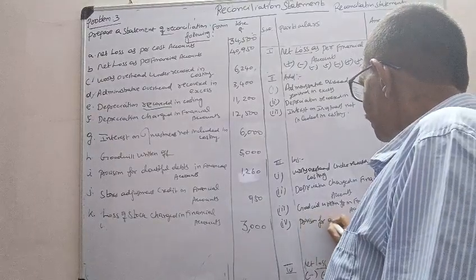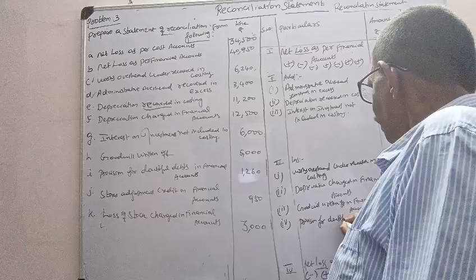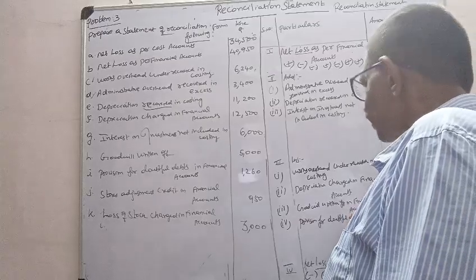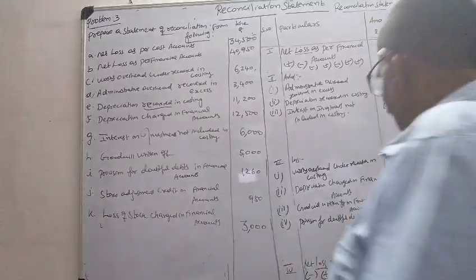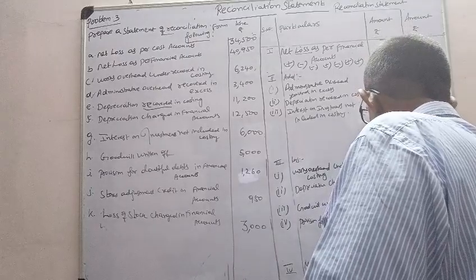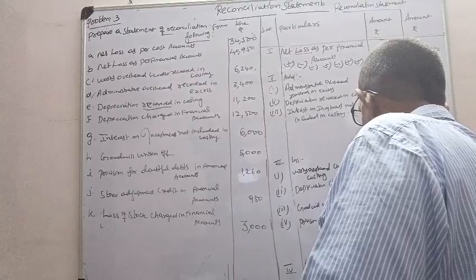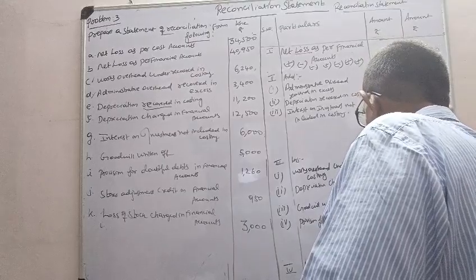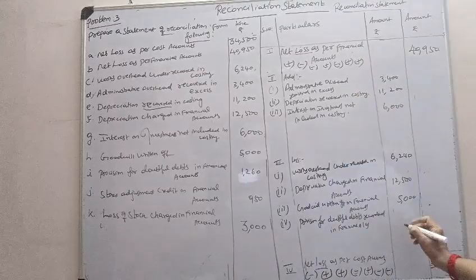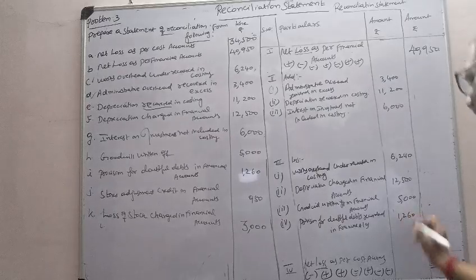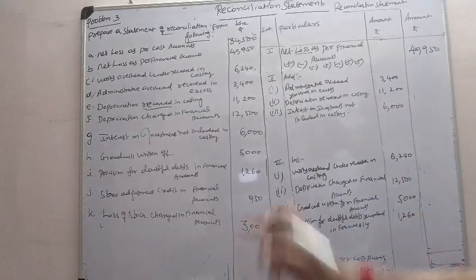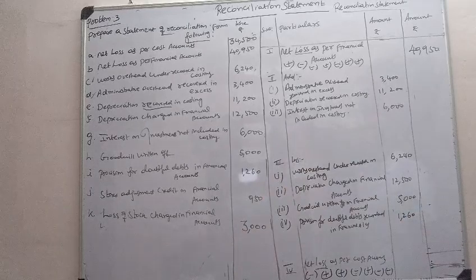Provision for doubtful debts recorded in financial accounts, 1,260.